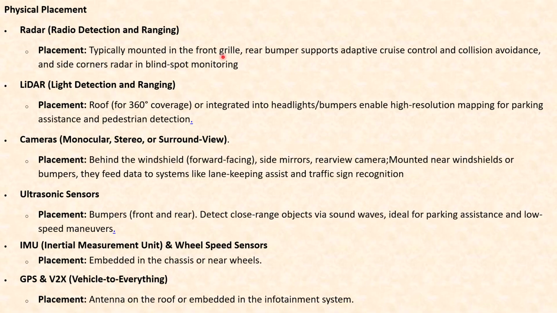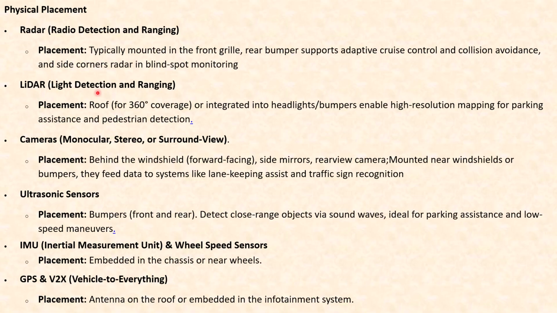is typically mounted on the front grille and rear bumper, supporting adaptive cruise control and collision avoidance, and side corner radars in blind spot monitoring. Now, when I explain the various ADAS functionalities and features, you will get a reasonable idea where exactly these radars are placed. Radars are typically placed right behind the front grille, so that it does not spoil the aesthetics.